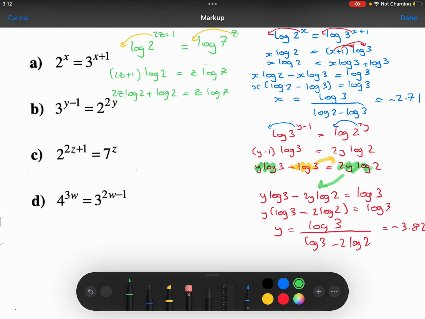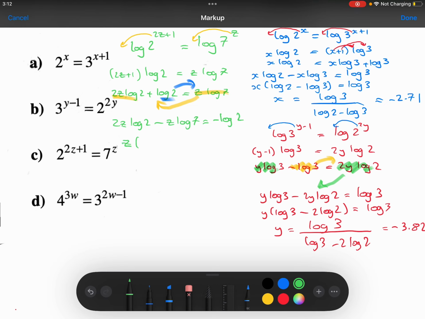And now I'm going to collect up all of the z terms together on the left hand side. So I'm going to move this over here to group it together with this. And I'm going to take the log 2 away from both sides because that doesn't have a z in it. So 2z log 2 minus the z log 7, excuse me, is equal to minus log 2.